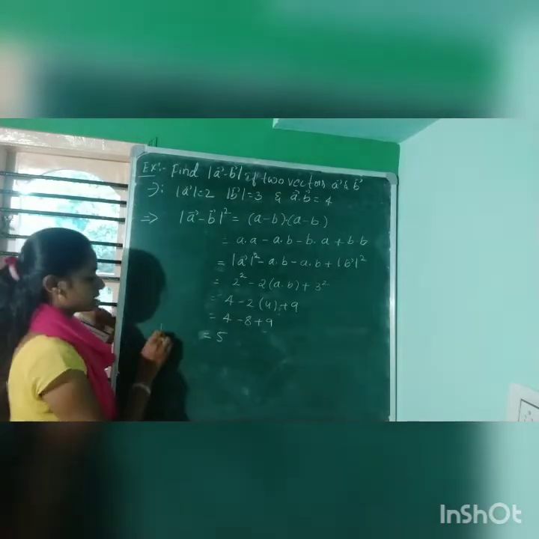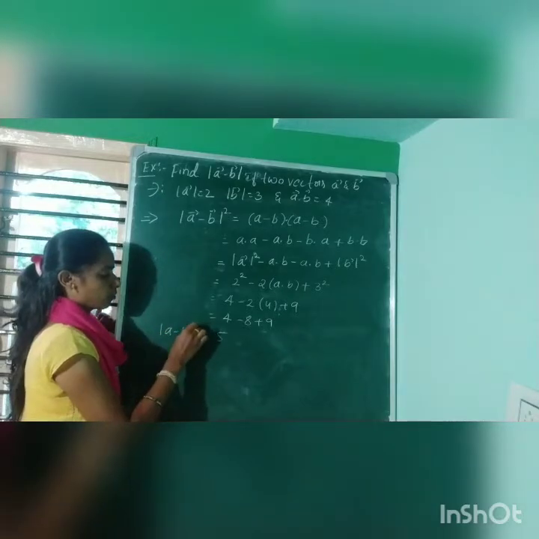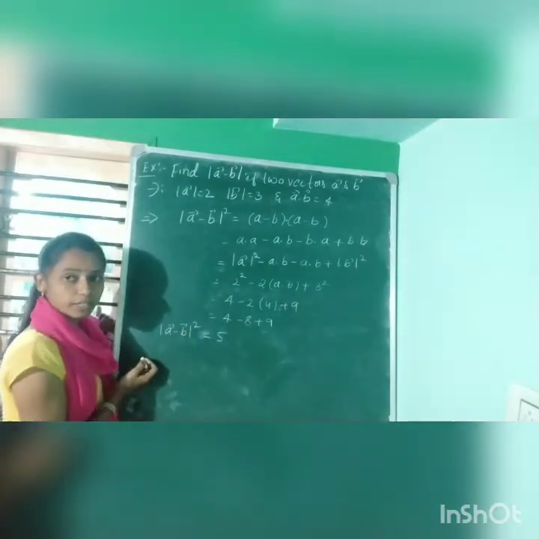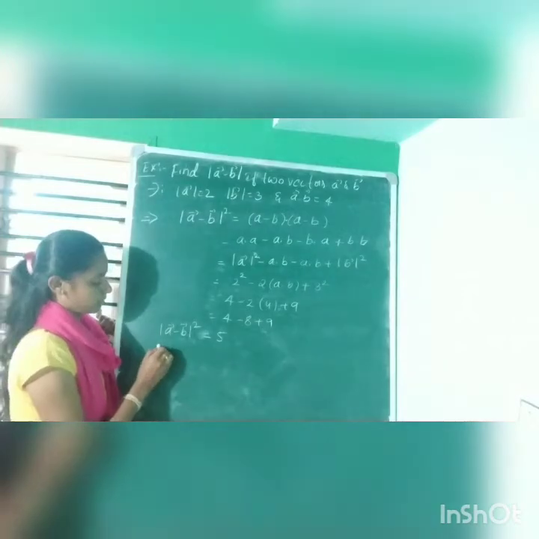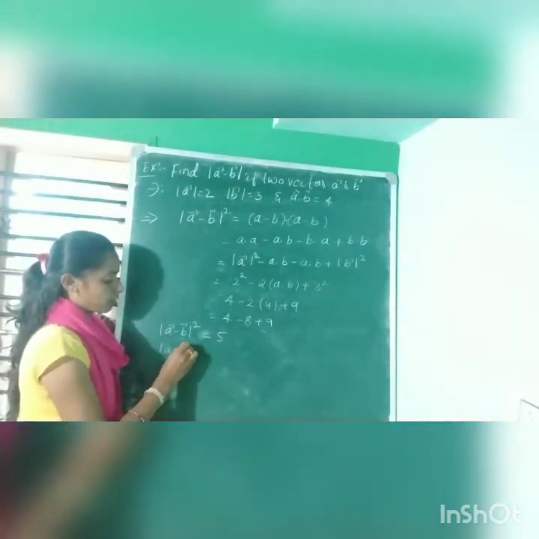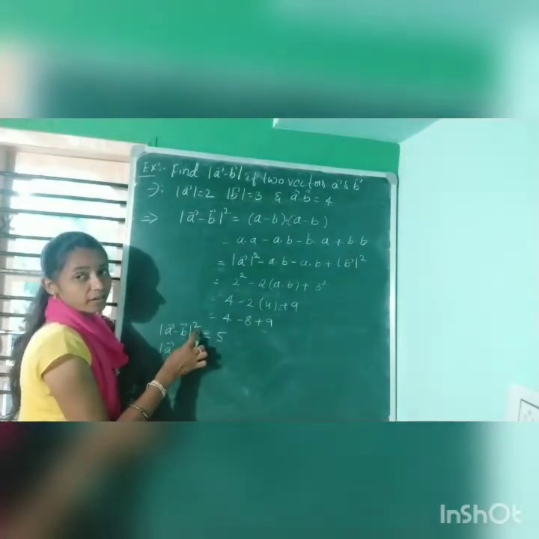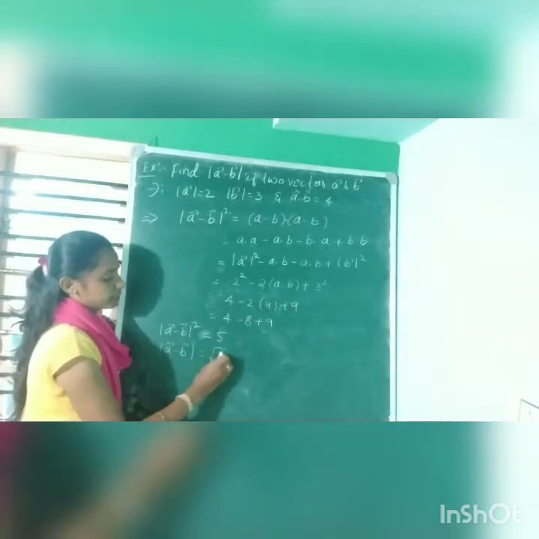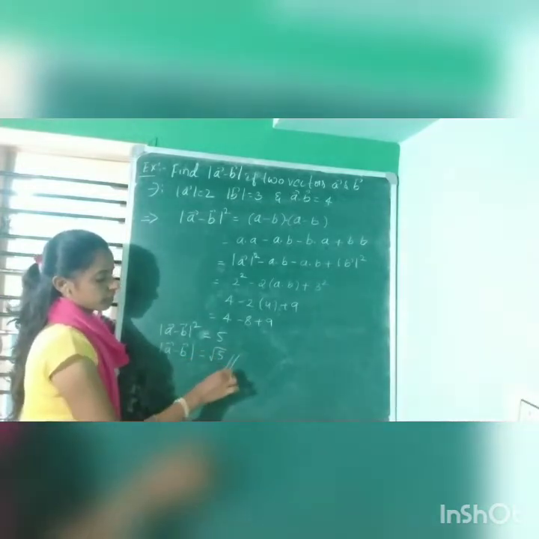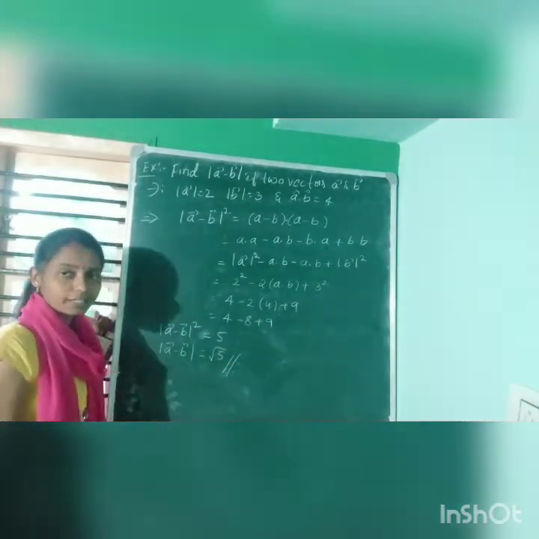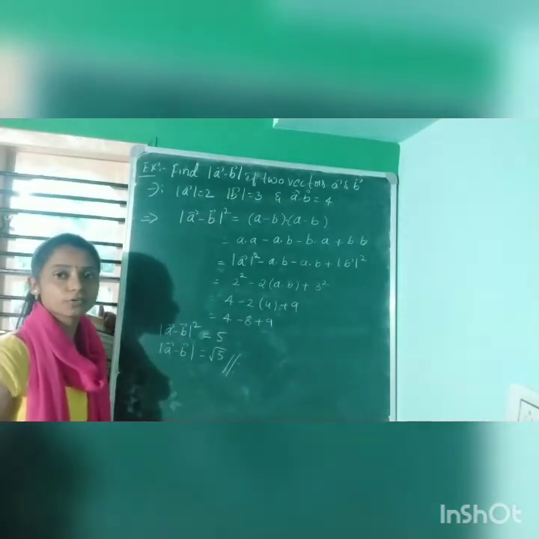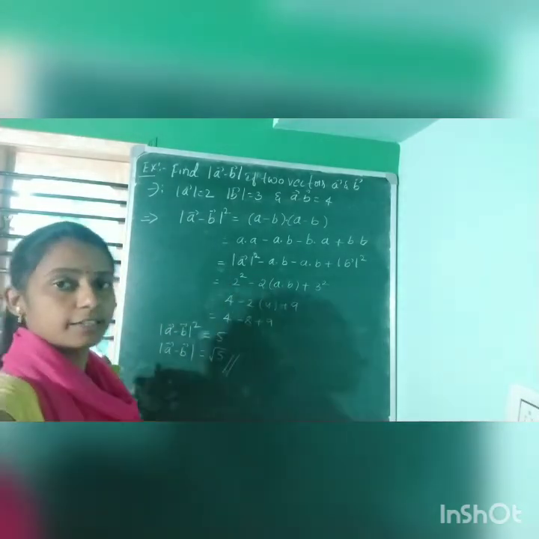And here A minus B whole square is there, but I need only the magnitude of A minus B. If I take a square root on both sides, the square and root get cancelled, and this side we have 5. Therefore, the value of magnitude of A minus B is root 5. Is it clear?